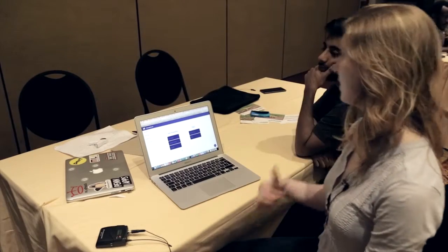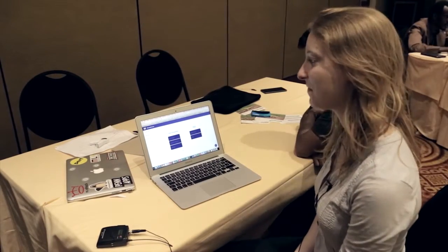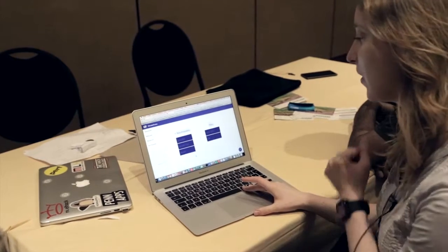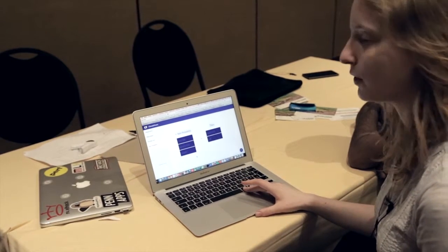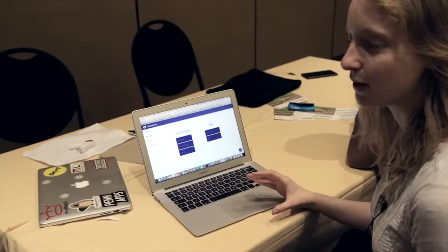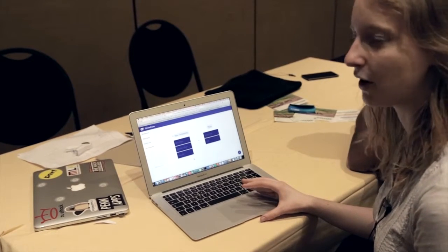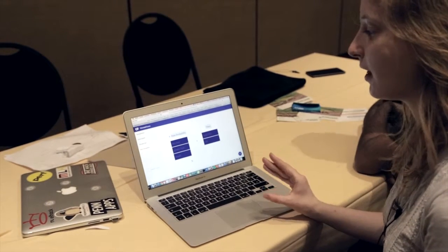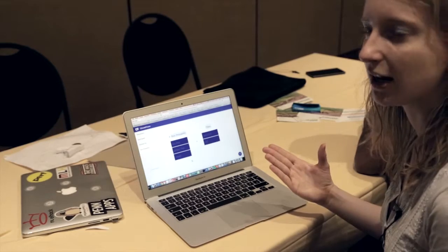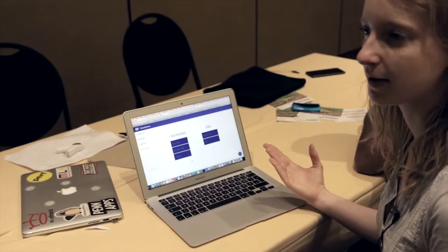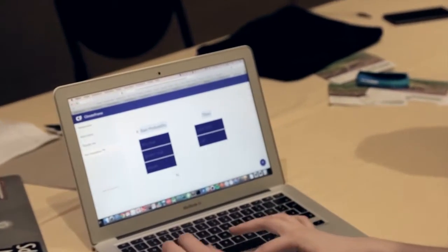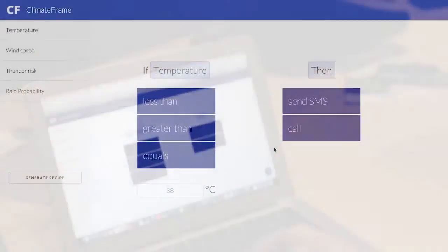Hello, I'm Naomi and this is Rashik. We're both from Germany, and what we build is called Climate Frame. The idea of Climate Frame is to allow local experts in communities within Africa to create their own messaging system. So the idea is they use data sets that are publicly available online to essentially produce something like conditions. An example would be if the rain probability is higher than 30%, do not water your plants because it's going to rain. So how that would work is you would click on rain probability.